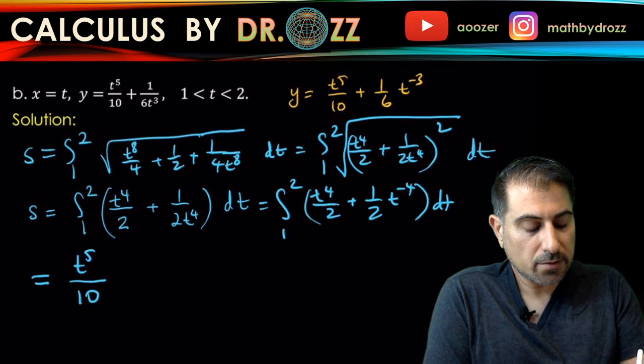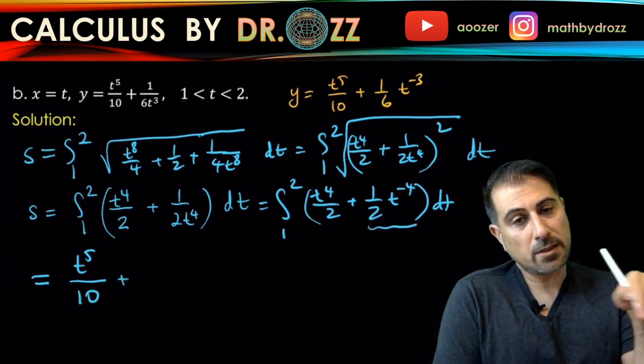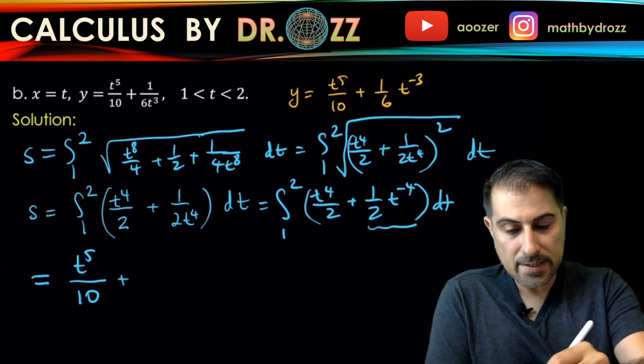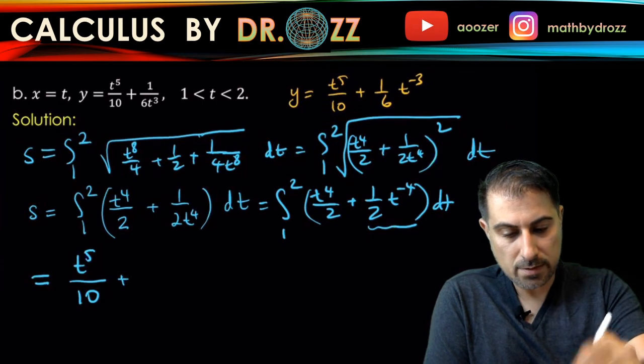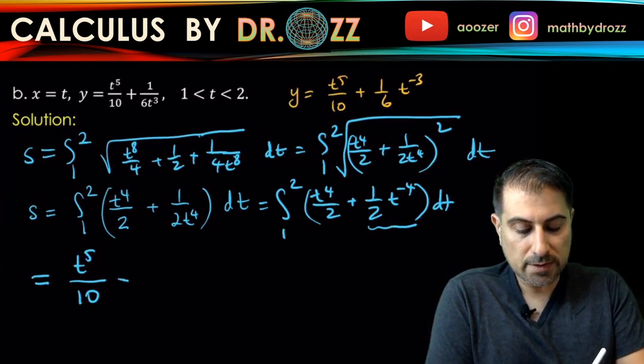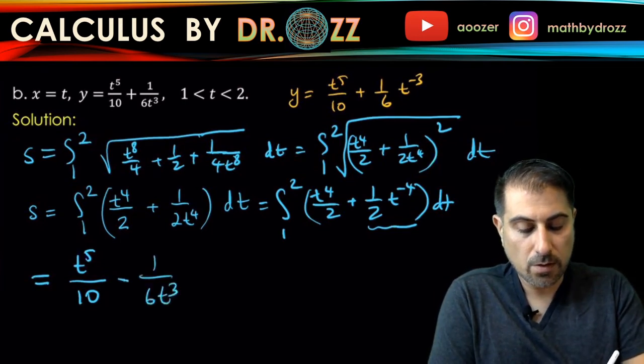And let's just take care of this term here. So t to the negative 4 plus 1 in the exponent divided by the new exponent. That makes it minus 1 over 6t cubed. Okay, I also used the reciprocal. From 1 to 2.